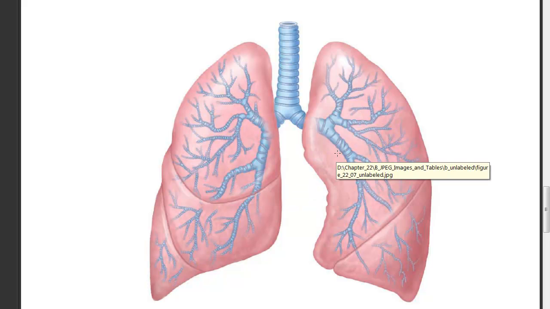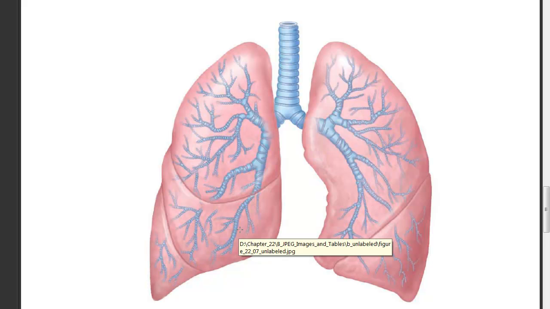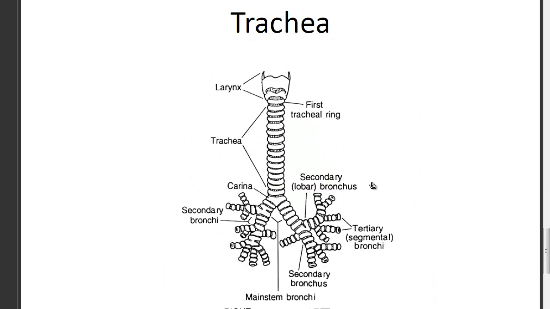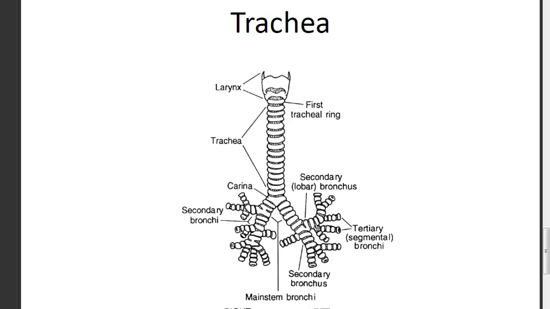Then those secondary bronchi will branch again into smaller bronchi that serve each bronchopulmonary segment. The lung is further divided into small sections called bronchopulmonary segments. That's not shown in this diagram, but we can look at it here in the diagram of the trachea. We can see the different divisions: the primary bronchi, then the secondary bronchi, and lastly the tertiary bronchi. These bronchi will branch 23 more times before we get to the smallest of airways, which are called the bronchioles.